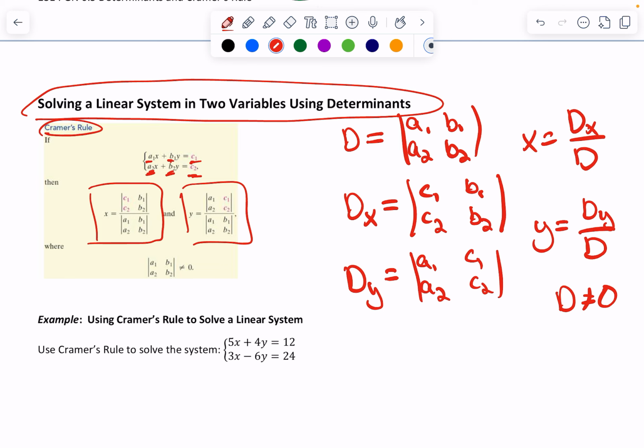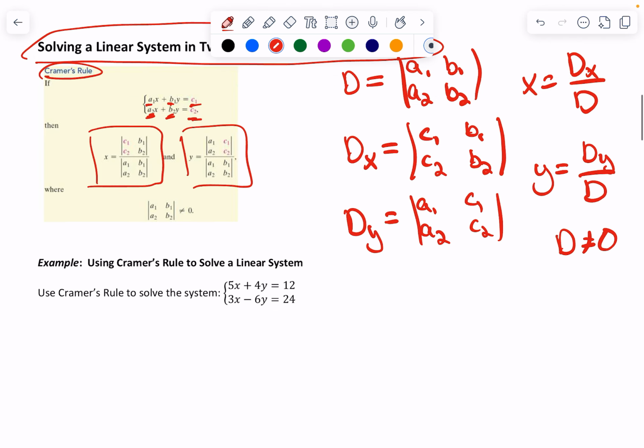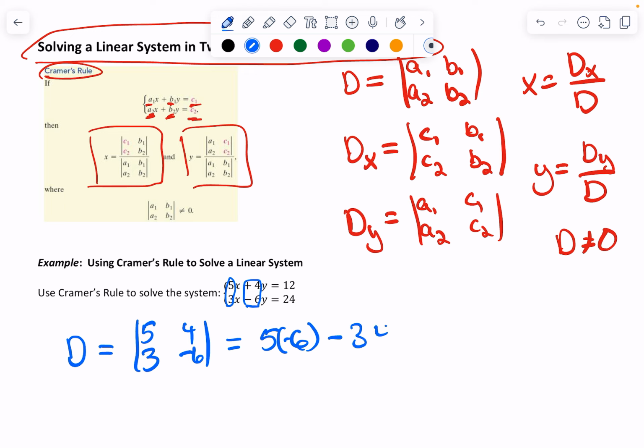Okay, so let's go ahead and look at solving a problem with this. We're first going to solve the determinant d, which means that we are taking the coefficients of x, so 5 and 3, and coefficients of y, 4 and negative 6, and calculating. 5 times negative 6 minus 3 times 4. We get negative 42.